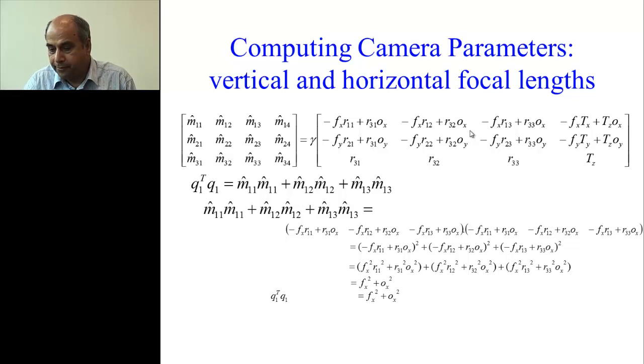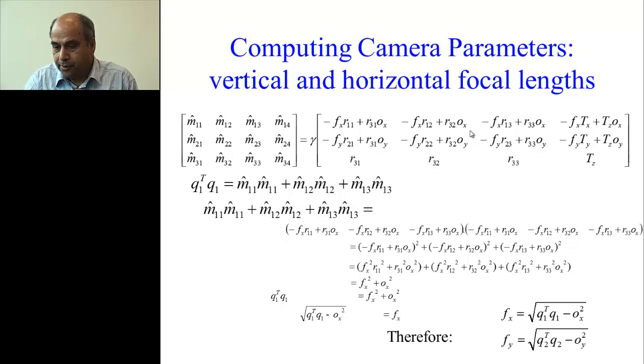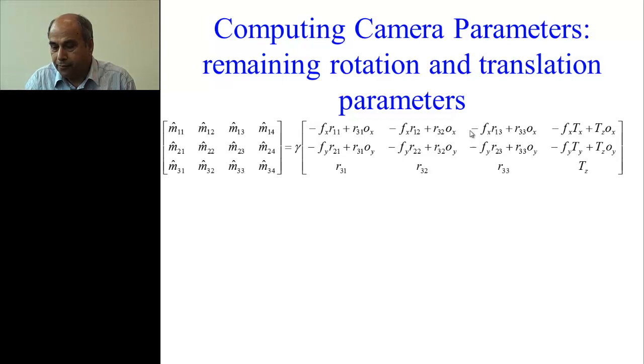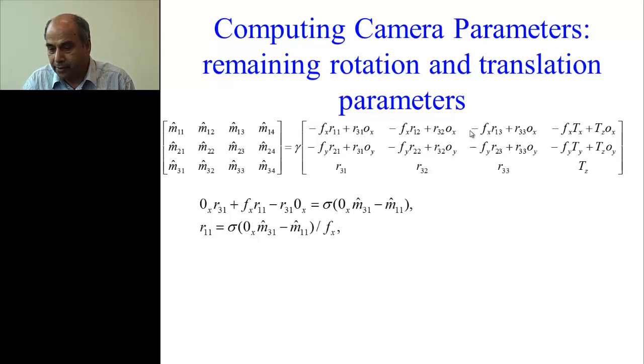Once we know the fx, we can similarly find the fy by doing the q2 with q2, which is this one. So now we know the ox, we know the fx, we know this thing, and we know the third row. So we are very close to knowing everything. So the last thing we are going to do, we want to determine the first row of rotation matrix R11, R12, R13, and similarly the second row.